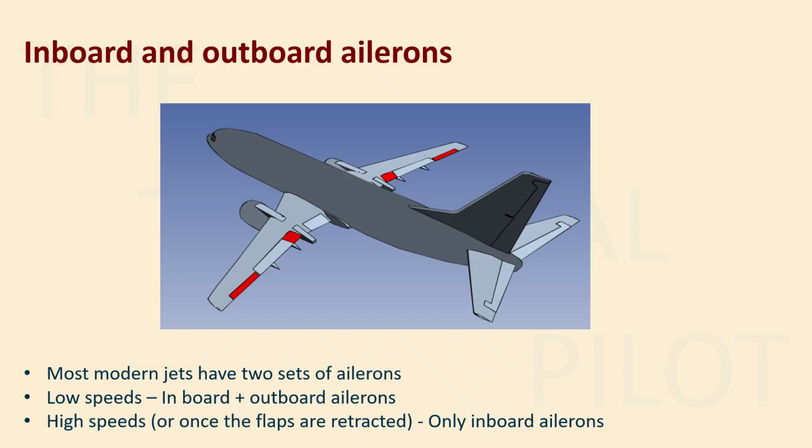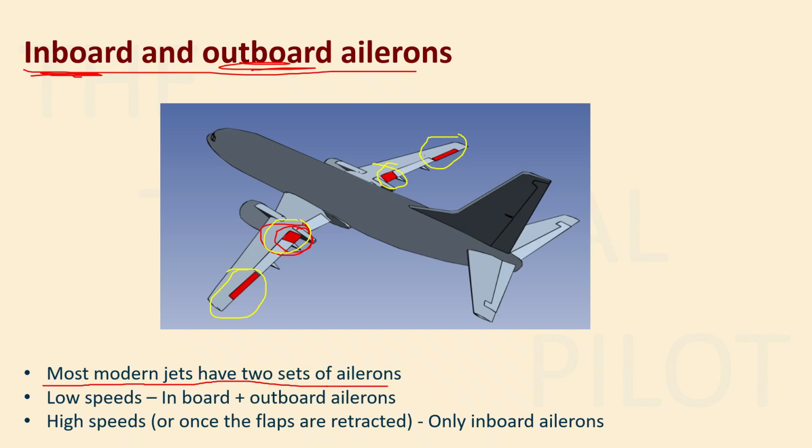Then there are two different types of ailerons in the aircraft. One is inboard and another one is outboard. Most modern jets are fitted with two sets of ailerons. One is inboard. So these that you're seeing are your inboard ailerons, and the outboards are fitted at the outboard, obviously, at the tip section of the wings, right?